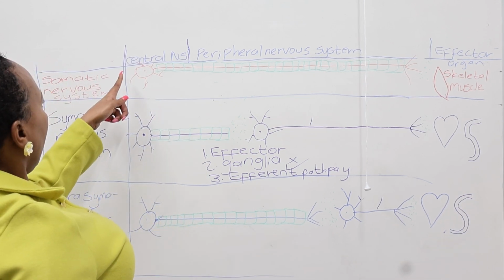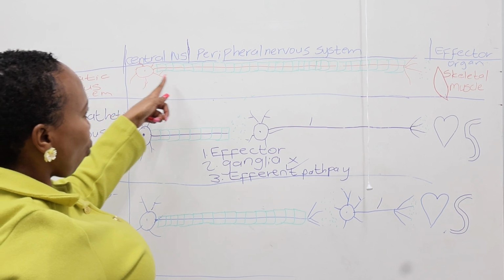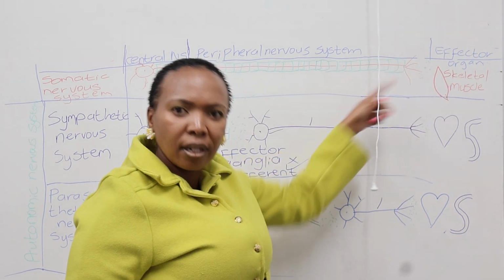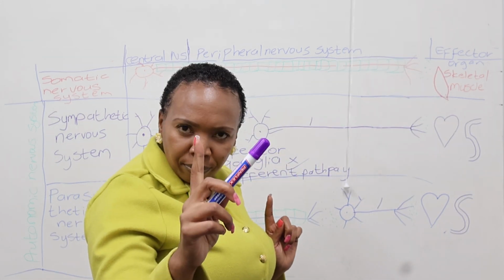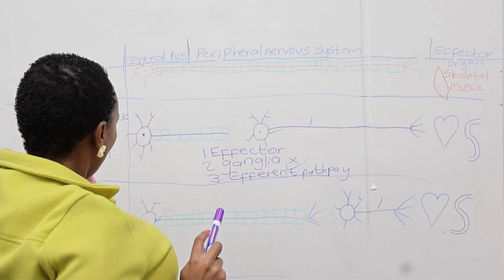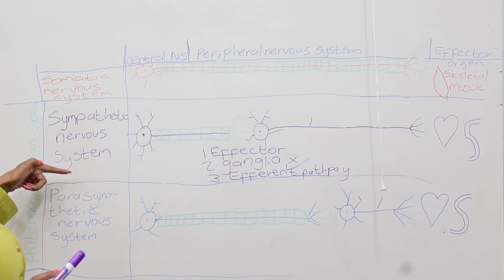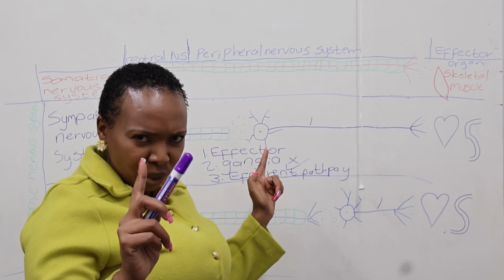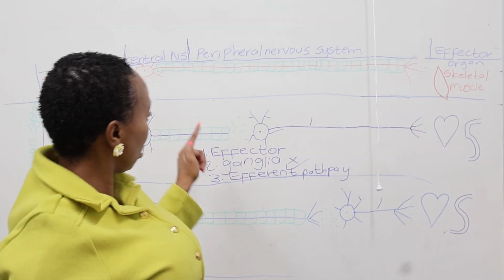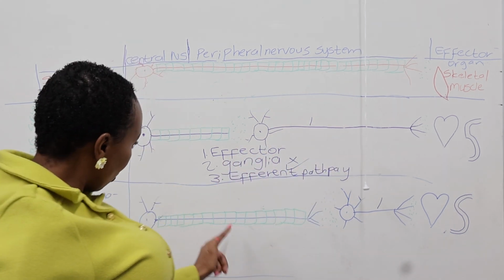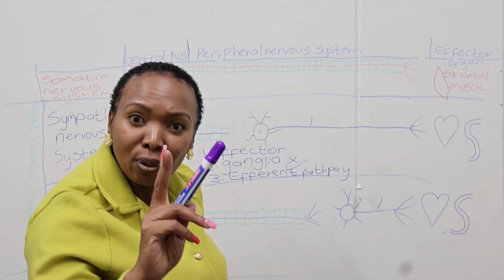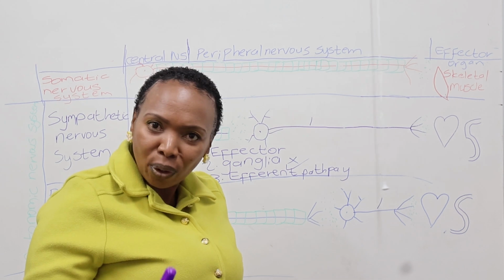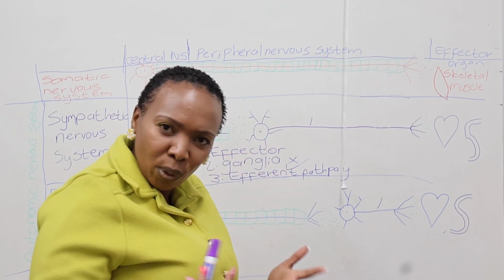With the somatic, can you see there's a one-neuron pathway? There's just one neuron all the way to the effector organ. In the autonomic nervous system, both under the sympathetic and the parasympathetic, see there are two neurons involved. So it's not a one-neuron pathway, it's a two-neuron pathway. There's this neuron and this neuron. That's the difference. This one has only one neuron. This one has two neurons in terms of the pathway.